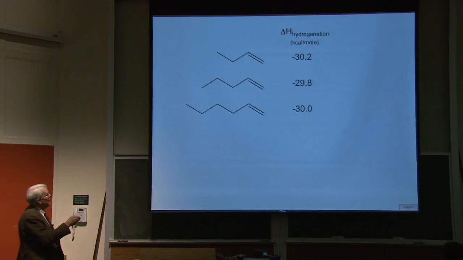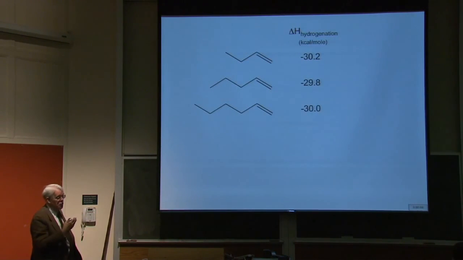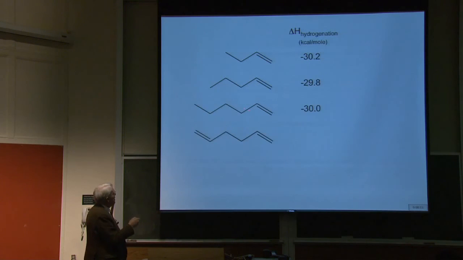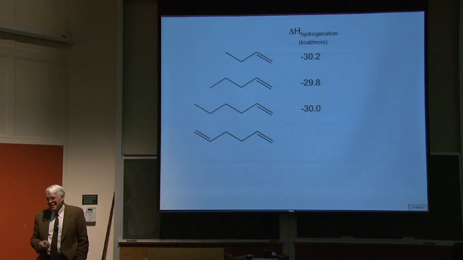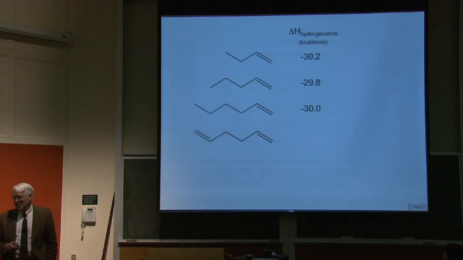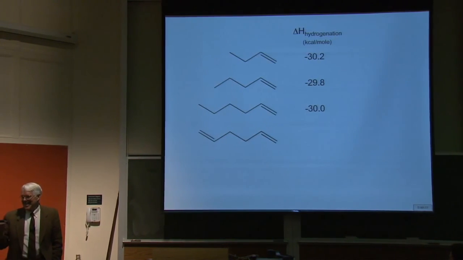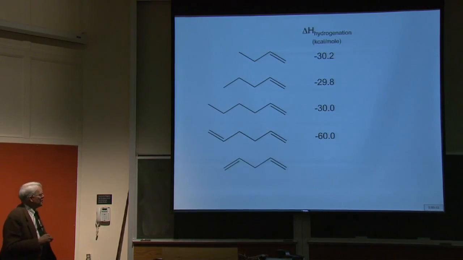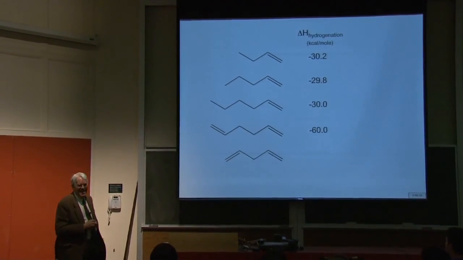If you look at the heat of hydrogenation, the heat that's given off when you add H2, you can see that these are all 30. Now, guess what it should be. This double bond, this double bond, this double bond, they all give off 30 kilocalories per mole of heat. How much should this one give off when you hydrogenate both double bonds? 60. How about this one? 60. Natalie? 60.